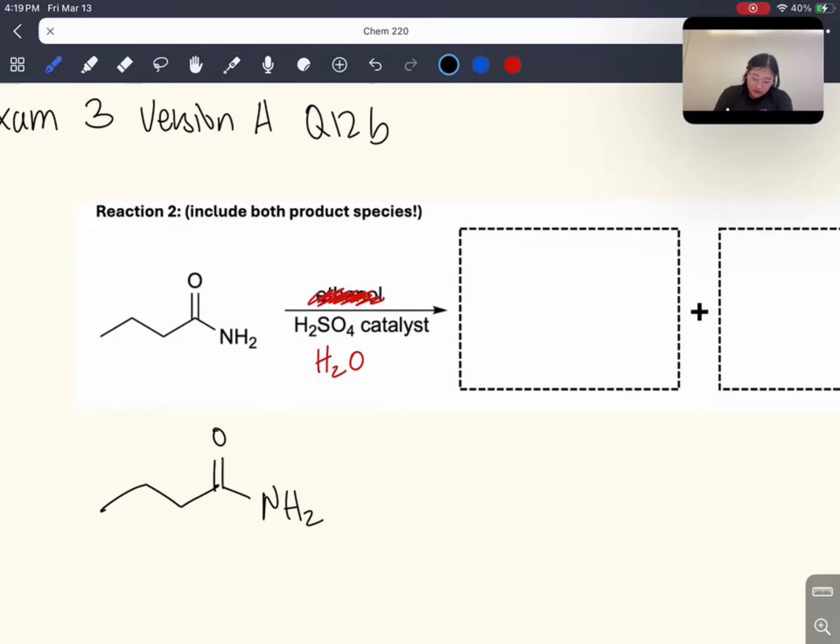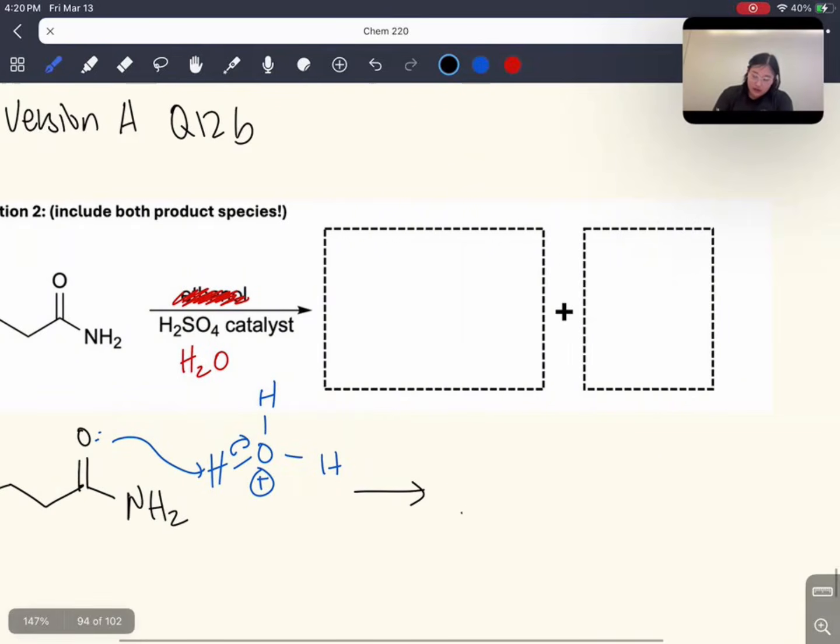And so the way you do this is, first, you're going to have your amide, right? And you have H2SO4 catalyst. I'm going to rewrite that as H3O plus, but H3O plus and H2SO4 are both acid catalysts. And so I'm going to draw H3O plus. And so the first step here is that our oxygen is going to rip off a hydrogen. And so we're going to protonate our carbonyl oxygen.